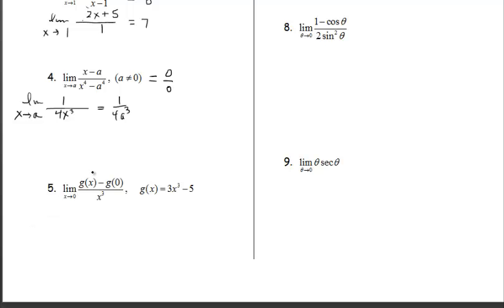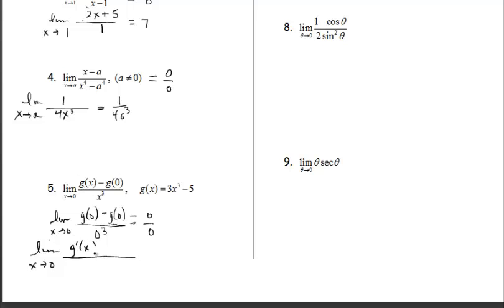Let me first of all plug in 0 wherever I see x. So I'm going to have g of 0 minus g of 0, which are going to be the same values, so the difference is going to be 0. Plug in 0 to the denominator. So I do get indeterminate. So applying L'Hopital's rule, the derivative of the numerator would be g prime, which I'll come over here and find in a minute.